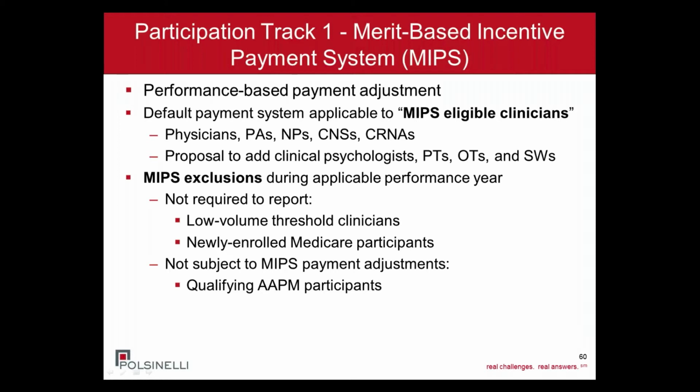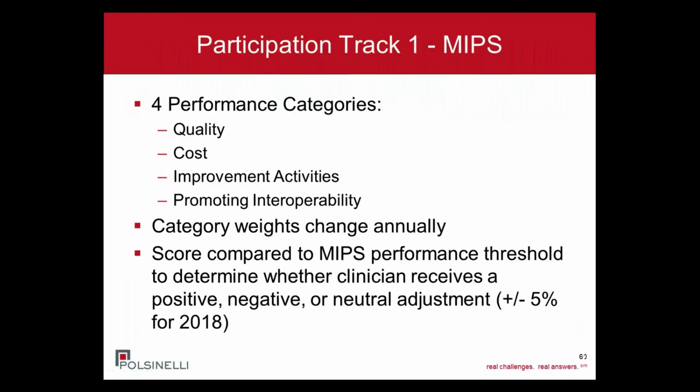And then if you participate in the second payment model, which I'll talk about in just a moment, you don't simultaneously have to participate in this one. So the 4 categories that they are tracking with respect to MIPS are quality, cost, improvement activities, and promoting interoperability. And the weights of the various components change over time. But depending on how you do on these scores, they compare it to a threshold that's determined every year, and then you receive a positive, negative, or neutral adjustment.